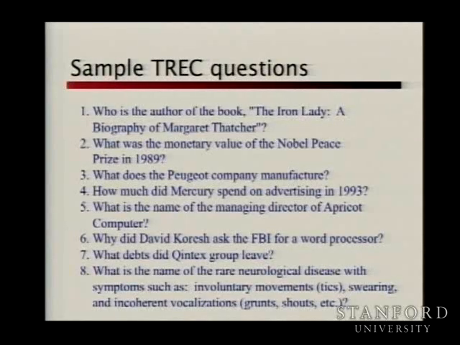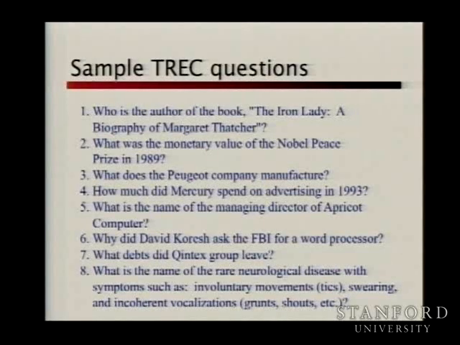These are the kind of questions that people have dealt with in the question answering community, which has been dominated by TREC question answering, where TREC is effectively a competition that does various IR and question answering-like tasks, run by the National Institute of Standards and Technology in the US. So there are questions like: who is the author of the book The Iron Lady, a biography of Margaret Thatcher? What was the monetary value of the Nobel Peace Prize in 1989? How much did Mercury spend on advertising in 1993?